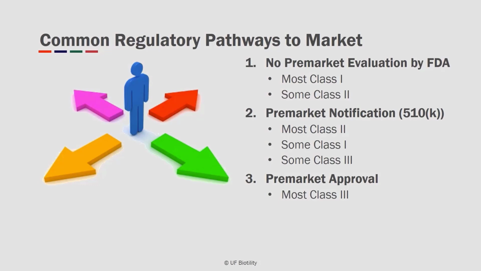The pre-market approval pathway is required for most devices that have been determined by FDA to be Class 3, which is the highest level of risk. These devices are typically life-sustaining or life-supporting and require general and special regulatory controls as well as pre-market approval.